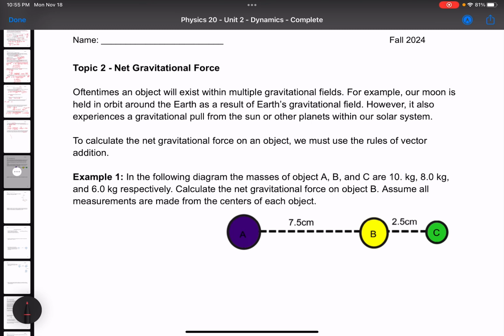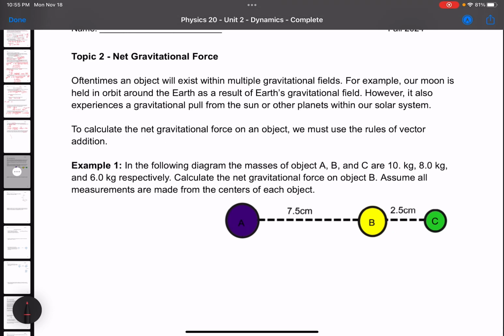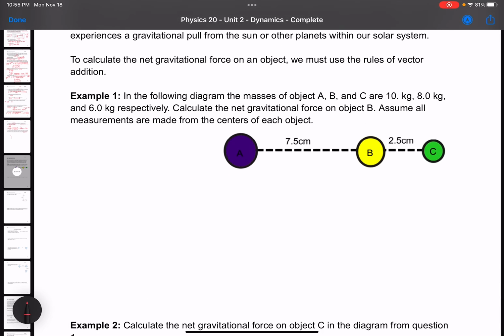Now in each situation we're going to assume that two objects are stationary, so they don't have the ability to move, and a third one does. Okay. So we need to really just keep in mind and make sure that we're using the rules of vector addition. So in the following diagram, the masses of objects A, B, and C are 10 kilograms, 8 kilograms, and 6 kilograms respectively. Calculate the net gravitational force on object B. I'd like to just put a star by it so I remember. Assume all measurements are made from the centers of the objects.